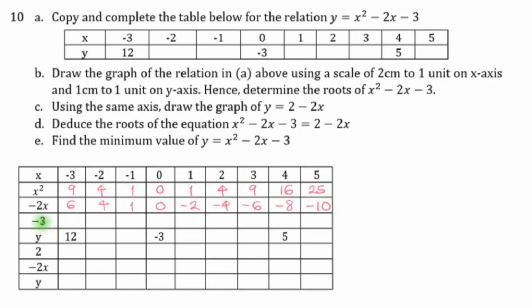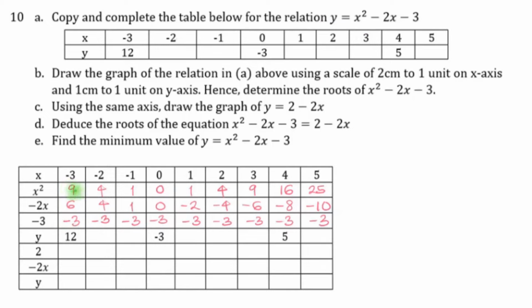It's not having the variable x at all. So all across this row, we are going to have minus 3 as a constant that is featuring all across the range of values for x. And then to find the value of y for the equation y is equal to x squared minus 2x minus 3, what we do is we add these values that we have in red, we add them together.